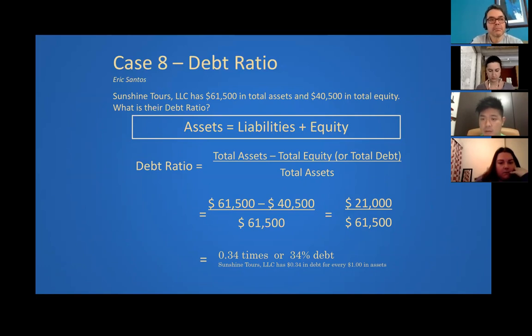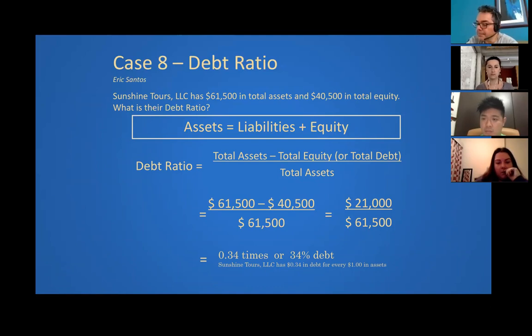So when we start looking at something that's around 0.5 or 50% debt, that could be okay, but we want something even lower. Because if it's higher than 50%, then we're spending too much. We have too much in debt in regards to our assets.